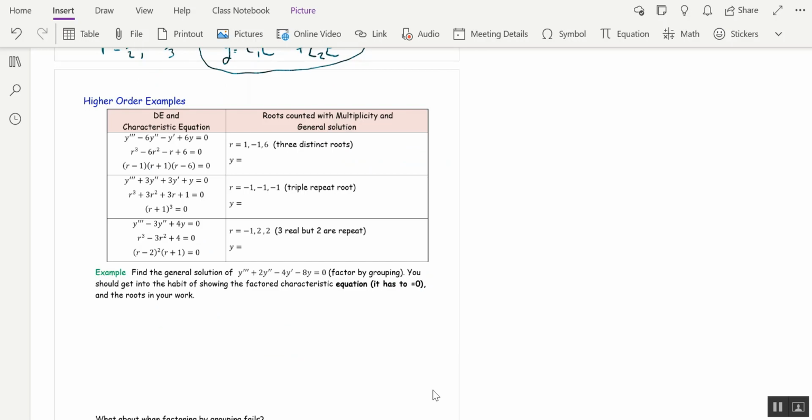All right, so let's look at some higher order examples. I've done the grunt work for us. In this first one, we've got this third order linear differential equation with constant coefficients, and I went ahead and found the characteristic equation.